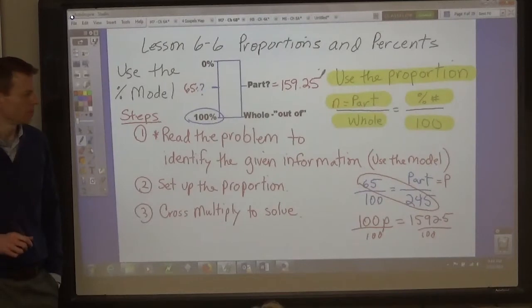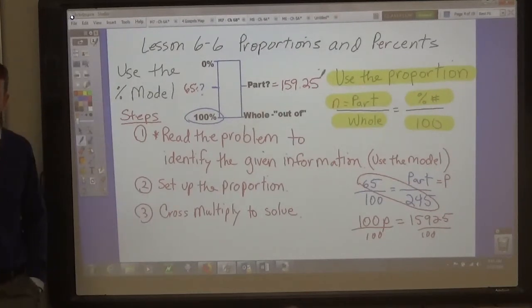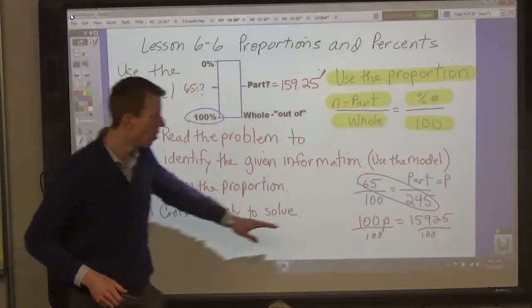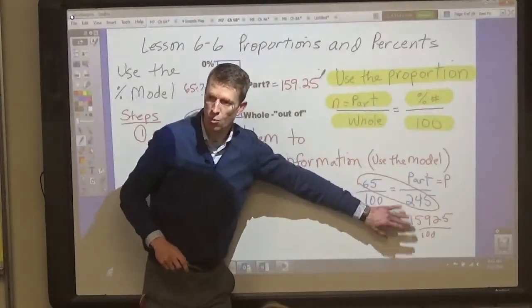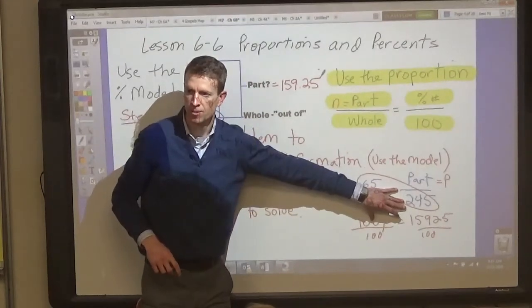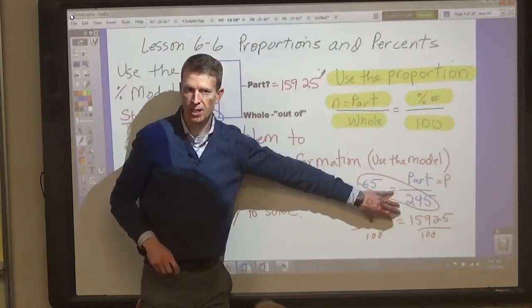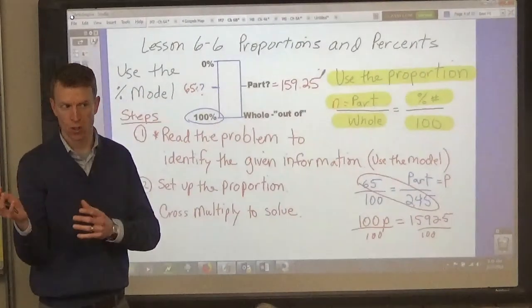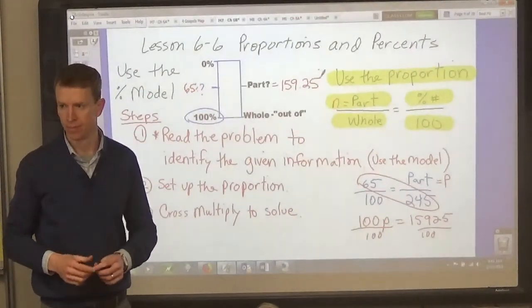Questions? Jacob? Is it okay if you just multiply 65 times 245 and then divide it by 100 without doing the 100p thing? That's right. You have to prove your answer, so when you are doing this on a quiz, you have to solve it, meaning that you have to show what you're doing to solve it. Just like on the quiz earlier when you were showing how to solve proportions, you have to show and prove your answer. Okay?